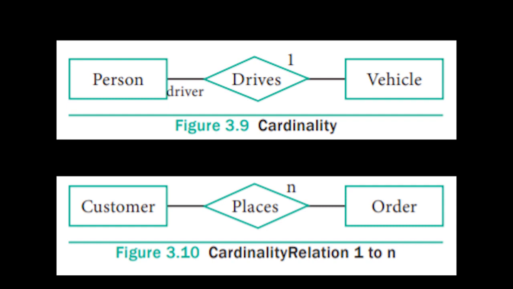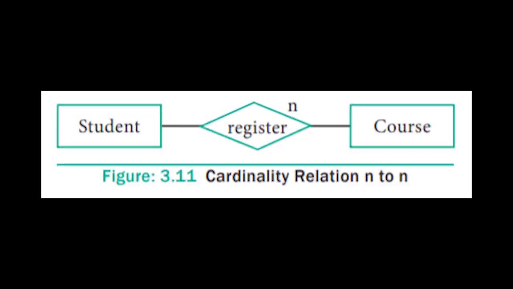And another one is one-to-many. For one-to-many, in this diagram, they have given customer and order. That means one to many, right? Many orders can be given by one customer, so the order is related to only one customer. That is one to many. And the next one is the cardinality relationship many to many.